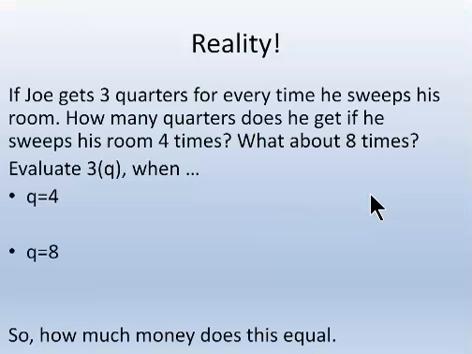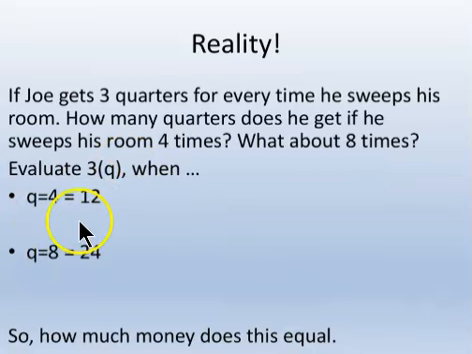We're going to go over a little bit of reality. If Joe gets 3 quarters for every time he sweeps his room, how many quarters does he get if he sweeps his room 4 times? And how many if he sweeps 8 times? So think of this, evaluate. This is my equation: 3 times whatever, how many times I actually sweep. If Q equals 4, evaluate it, and if Q equals 8, evaluate it. You should know that 3 times 4 is 12 and 3 times 8 is 24, hopefully.